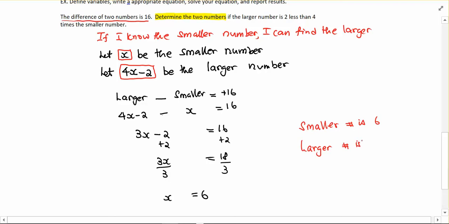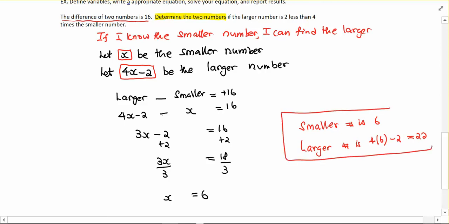Larger number is, okay, so what's the larger number? Well, it's 4 times 6 minus 2. So what is that? 4 times 6 is 24. 24 minus 2 is 22. There. These are your two answers. Reporting your answers. So let statement, reasonable equation, solving, reporting of answers.